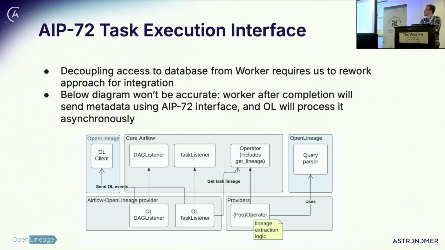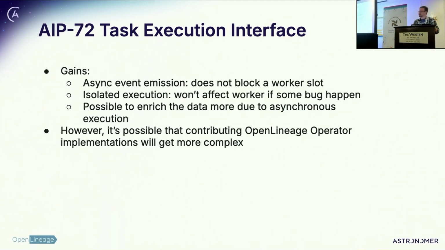And there is an additional AIP-72, so I show this graph of how this works. And it's not how it's going to be working in the future, because the worker won't have direct access to the database. So we will have to rework the integration, but it will have one advantage, which is that we can emit those events asynchronously later. So this won't block a worker slot when we are emitting the event after it finishes. So basically we'll pay slightly less, maybe not noticeably less, but slightly less either way.